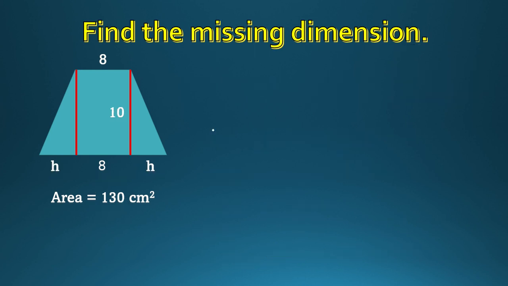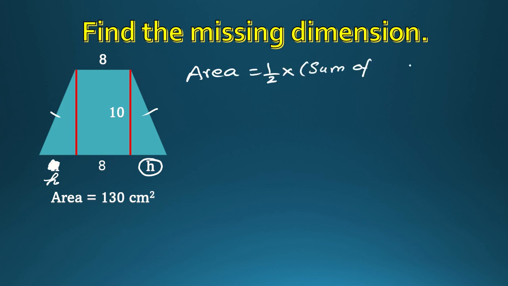Okay. Now, let's talk about this. Find the missing dimension again. This time, this part is not given. See, here by chance it is written h, so maybe this h will not be written in the exam. So what will you do? You will take it as h because these two are equal sides, so this is an isosceles trapezium. Okay, so area is equal to half times the sum of parallel sides times height.